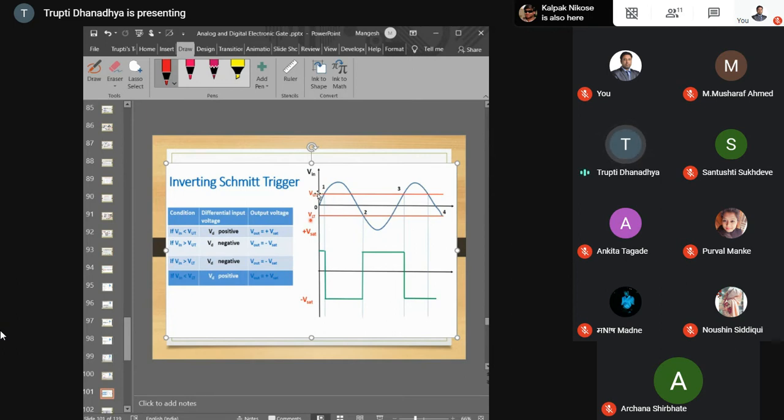So you have to see here this point is the upper threshold voltage. At this point, the upper threshold voltage is reached. But whenever the sine wave is positive, the output is negative, and if the input is negative, then the output is positive. That is why it's called an inverting Schmitt trigger. By using this relation, Vin is less than VUT and greater than VLT, we have to draw this type of output waveform for the inverting Schmitt trigger. This is only the inverting Schmitt trigger, not a non-inverting Schmitt trigger.